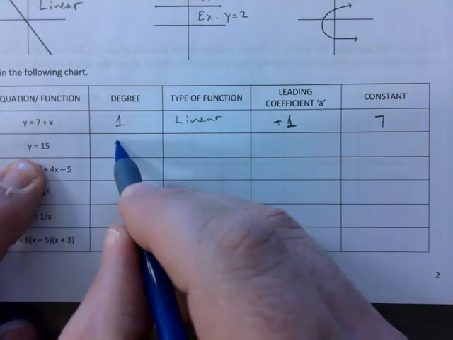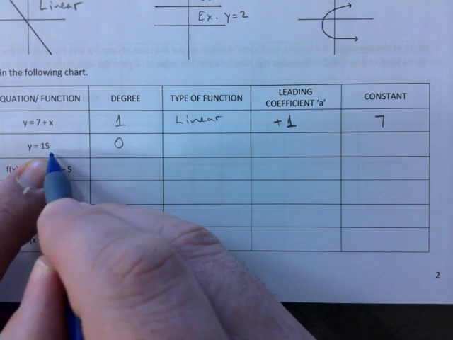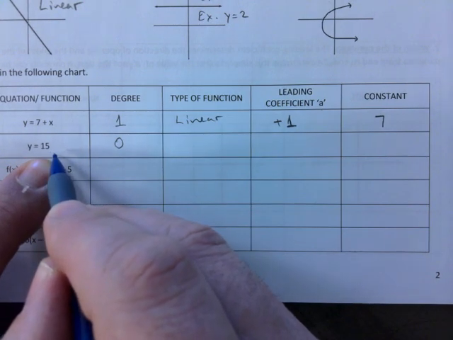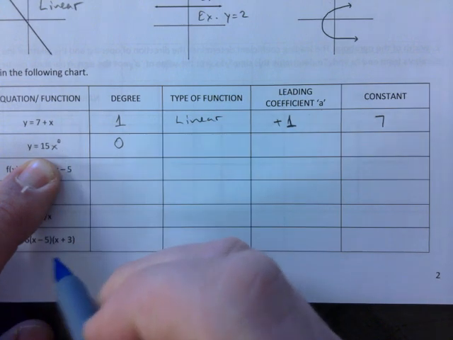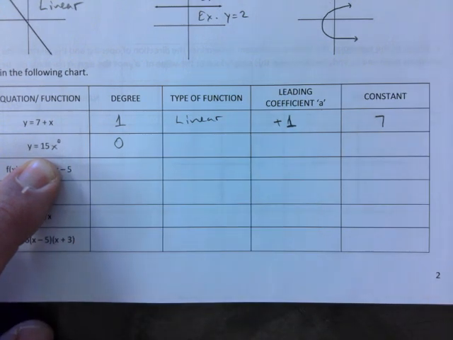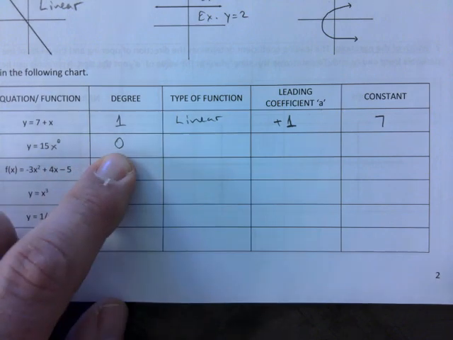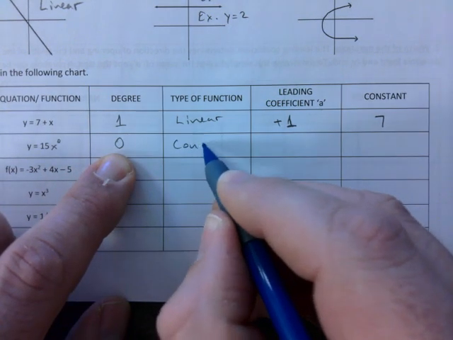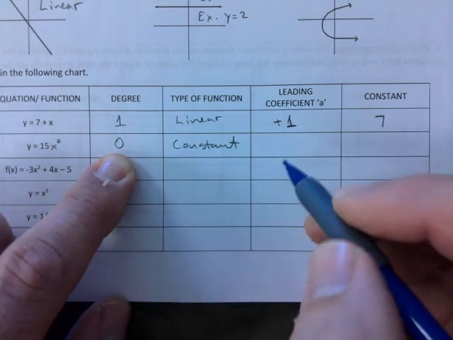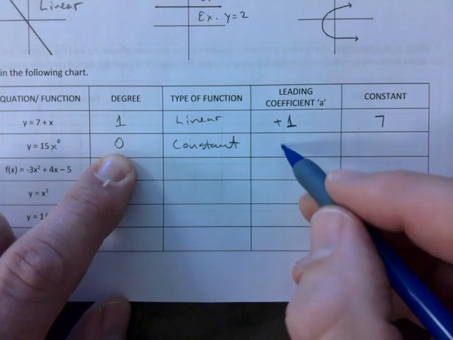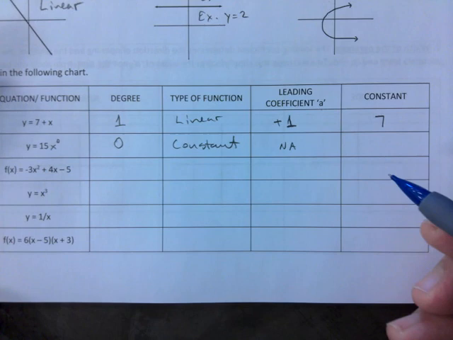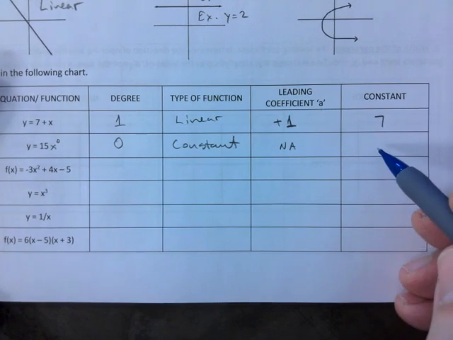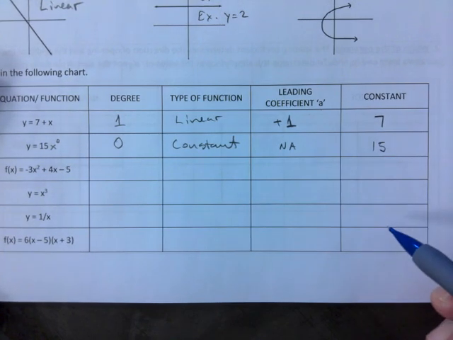Y, the degree is actually 0 if it's just y equals 15. X to the power of 0, like if you wanted to, you could go x to the power of 0, that's just 1. Anything to the power of 0 is 1. That's where that comes from. And so this is a constant function. Leading coefficient is NA. There is no variable. And the constant is just 15.